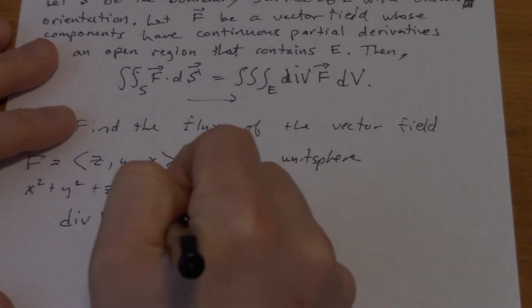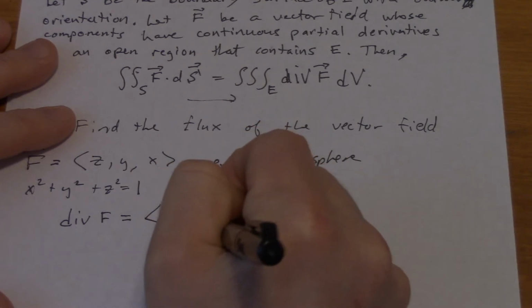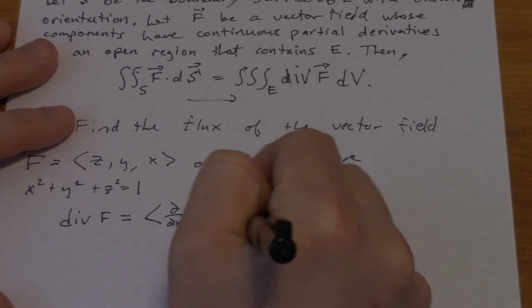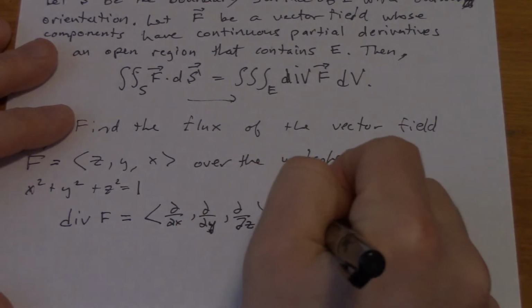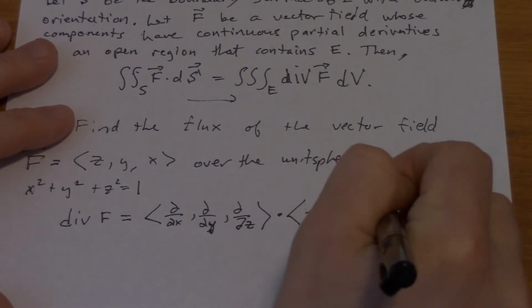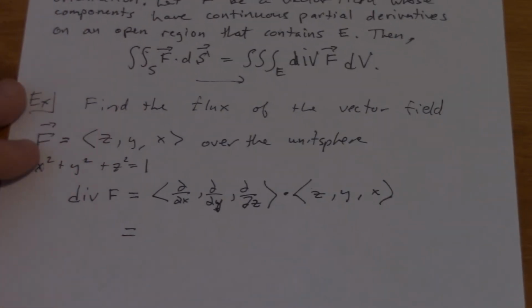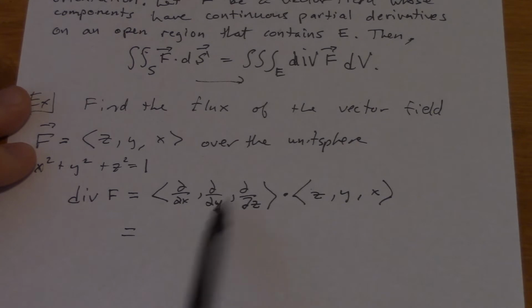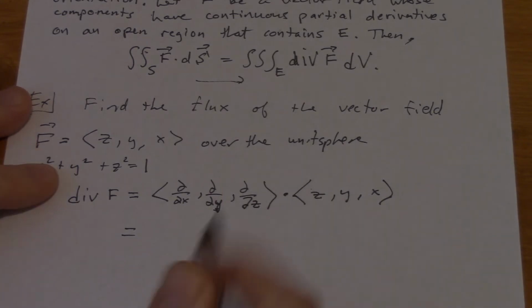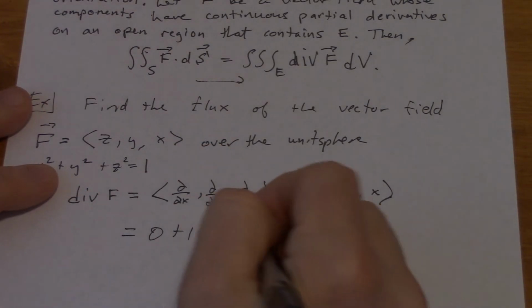So the divergence of F, remember, is the partial with respect to X, partial with respect to Y, partial with respect to Z, dotted with the vector field, which is Z, Y, X. Okay, so this is pretty straightforward. Derivative with respect to X of Z is 0. Derivative with respect to Y of Y is 1. And the derivative with respect to Z of X is 0. So this is 0 plus 1 plus 0. That's just 1.